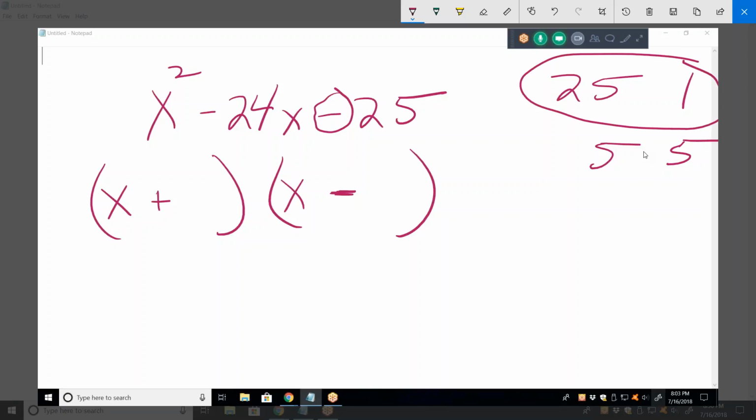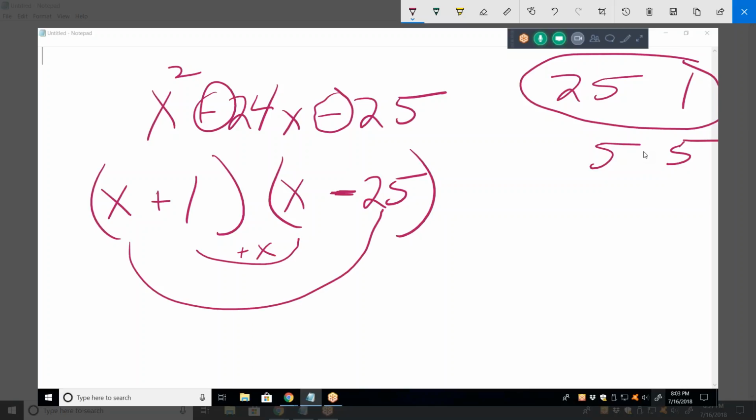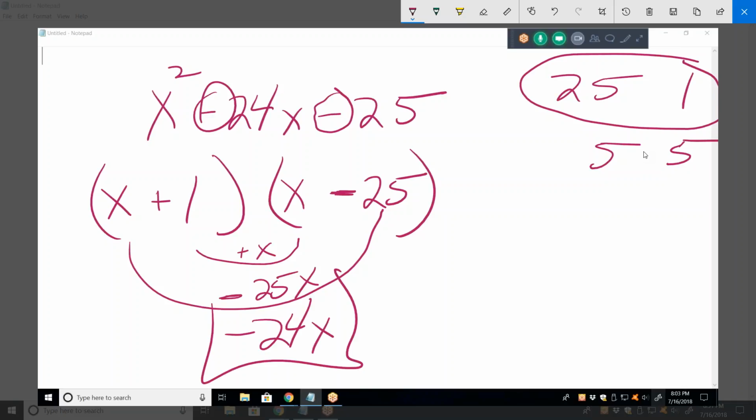Now we got to figure out where to put the 25 and where to put the 1. Perfect. Because it's the bigger factor has to match the sign of the middle. Because notice why. That bigger factor is going to produce the sign of the middle. Add those 2 together, you get minus 24x. So that's why the biggest of the 2 factors has to always go with the sign of the middle.